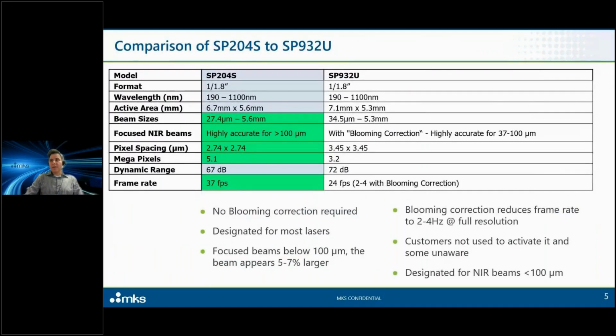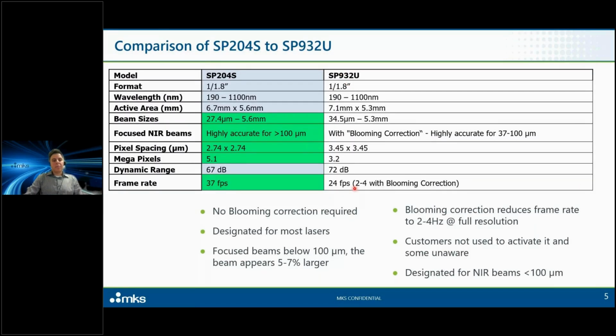So let's see the specifications and compare them to our existing portfolio. The SP204, as I said, employs a highly resolved backside illuminated sensor. It has a very small pixel pitch of 2.74 microns, enabling us to measure beams as small as 27.4 microns, because we need 10 pixels to cover a beam in proper resolution, compared to the SP932U, which had a 3.45 micron pixel pitch. And also the frame rate is much faster. In full resolution, it's now 37 frames per second compared to 24 frames per second for the SP932U.